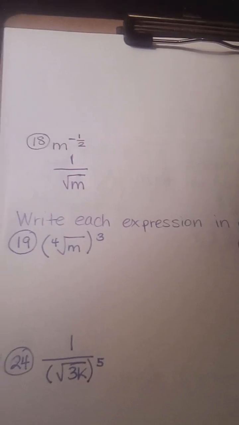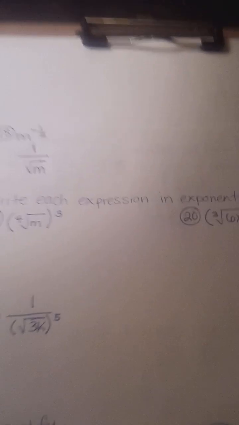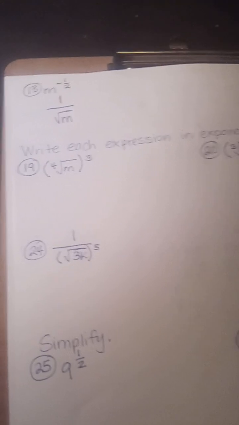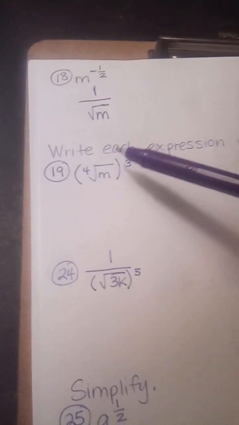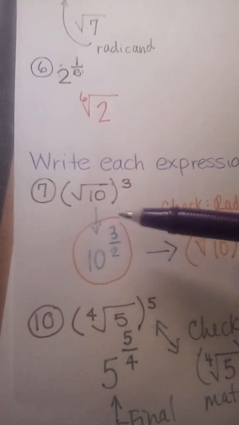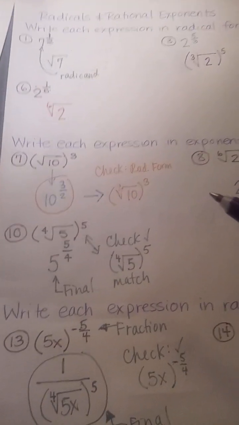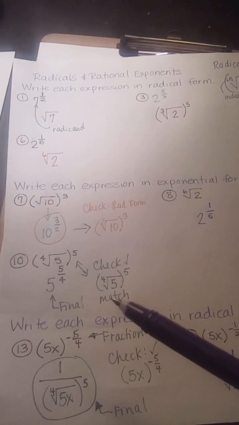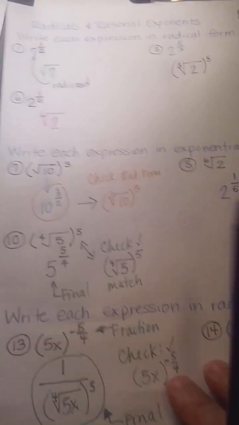So, if there's any more questions, let's move on to the next 3 problems. All right. Number 19, 20, 24. Write each expression in exponent form. Remember these? We're going back to the same thing, folks. Remember problems 7, 8, and 10? It's almost the same thing. It's going to be a lot easier, okay?